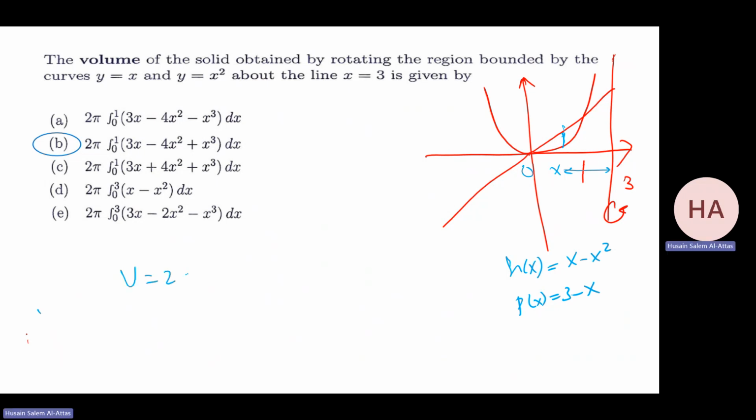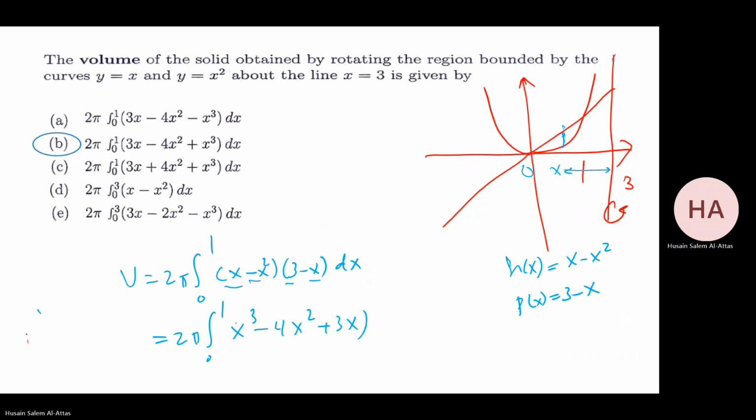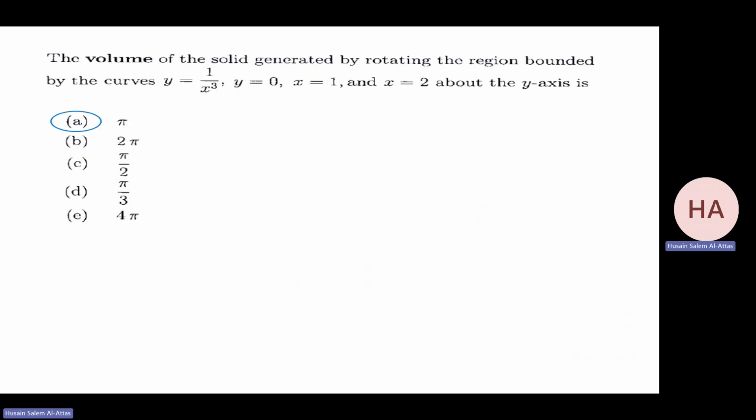So the volume will be 2 pi from 0 to 1, the product of these two functions, dx. That gives me 2 pi from 0 to 1, x cubed, or minus x cubed, that will be x cubed, minus 3x squared, minus x squared, minus 4x squared, plus 3x dx, which is this one. Easy.